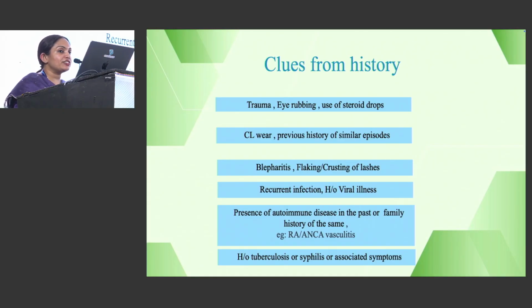Any previous history of similar episodes has to be checked. Blepharitis, if associated, then think in terms of marginal keratitis. If there is a previous history of similar infection, you can have suspicion of HSV in your mind. Autoimmune disease, if it's positive in any of the family members, or if the patient itself is having recurrent oral ulcers or symptoms in that particular group of disorders, then suspect PUK or Mooren's. History of TB or syphilis, think in terms of interstitial keratitis.